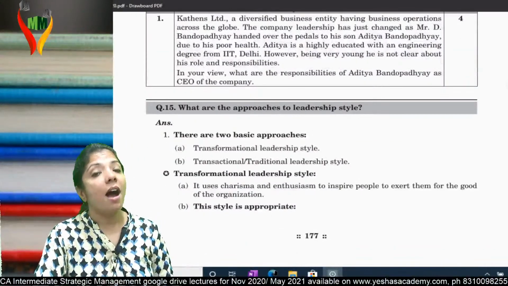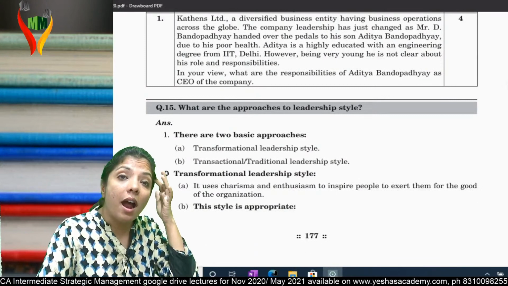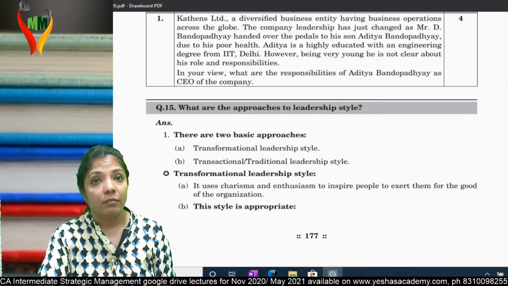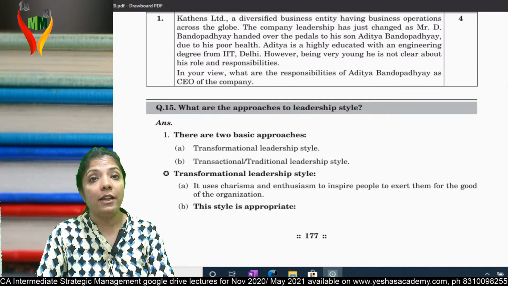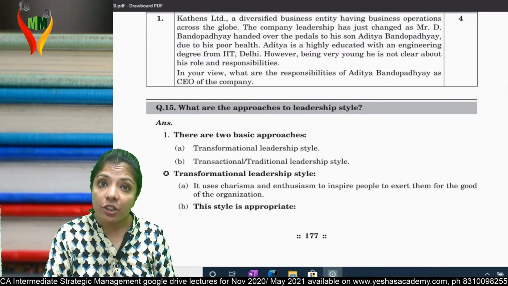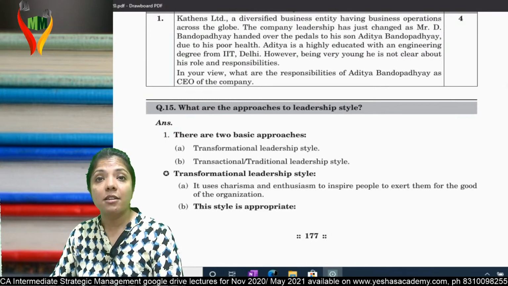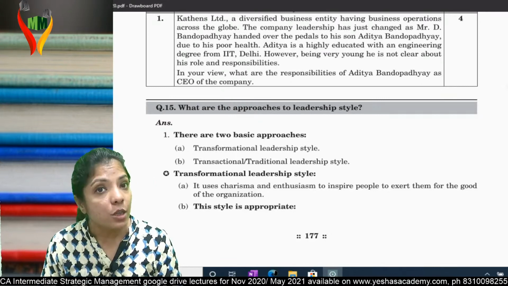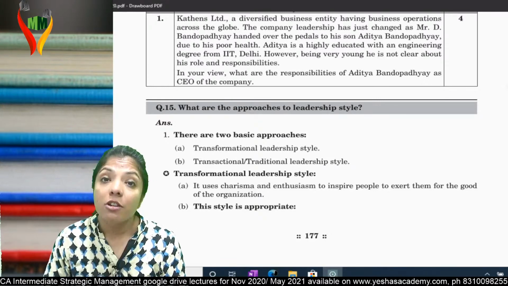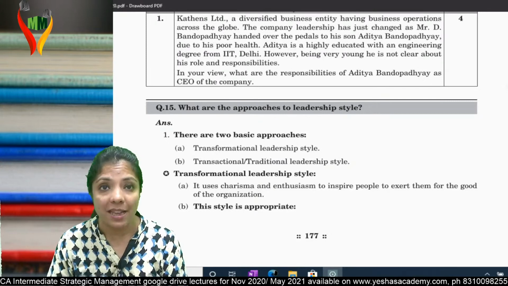Yes. And last question for the day. What are the approaches of leadership style? How many styles have they given for leadership? Two. Transformational, and second is transactional or traditional. Transformational or transactional and traditional, one and the same thing.